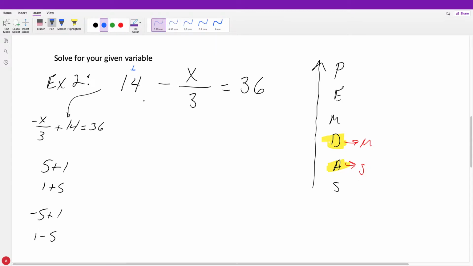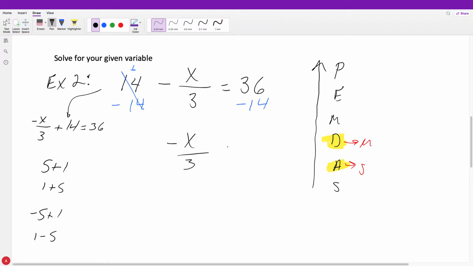Well, here's my addition of positive 14. So I can get rid of 14 by subtracting. So I subtract 14, and that will give me 0. What I do to one side, I have to do to the other. So now I'm left with negative x over 3 is equal to, well, 36 minus 14 is 22.